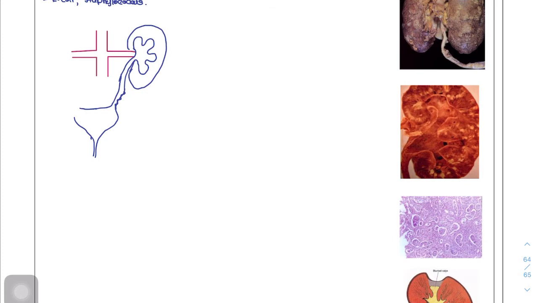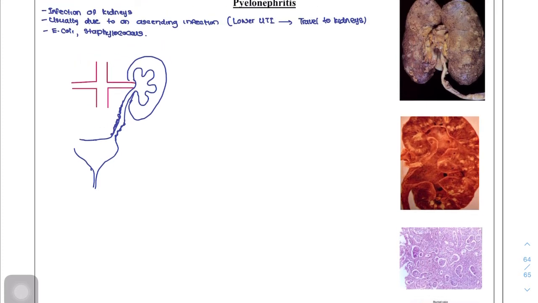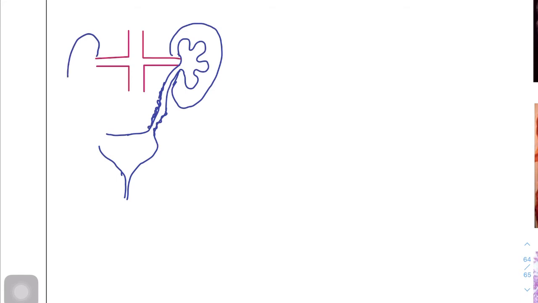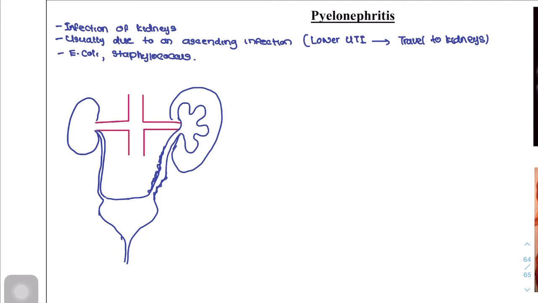Look at the way I drew this side. This is important. One type of spread is going to be bacteremia. Bacteria in blood can enter into the kidneys. This is one way. How do bacteria come into blood? This is more rare. This could be due to septicemia, or infective endocarditis.